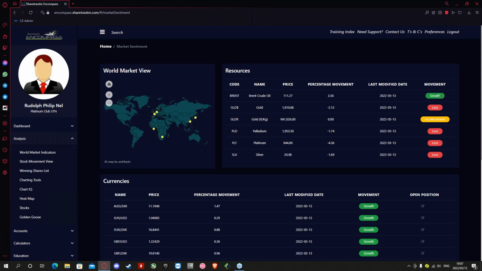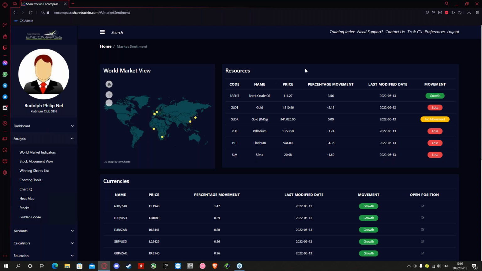So if it went up, it will show you underneath the movement, it will show you growth. If it fell, it will show you a loss, or if it didn't move at all, it will show you no movement. So it means that it's still in a sideways trend. So it will show you the name of your commodity, the price currently. So it's currently for Brent crude. So this is in dollars.